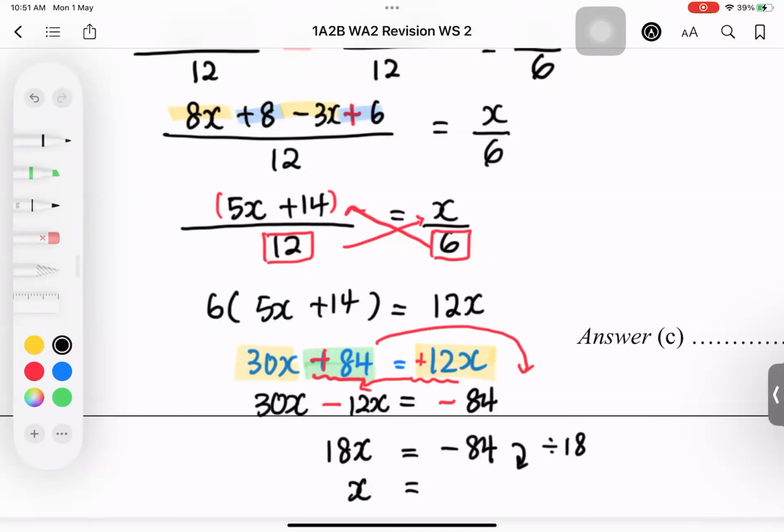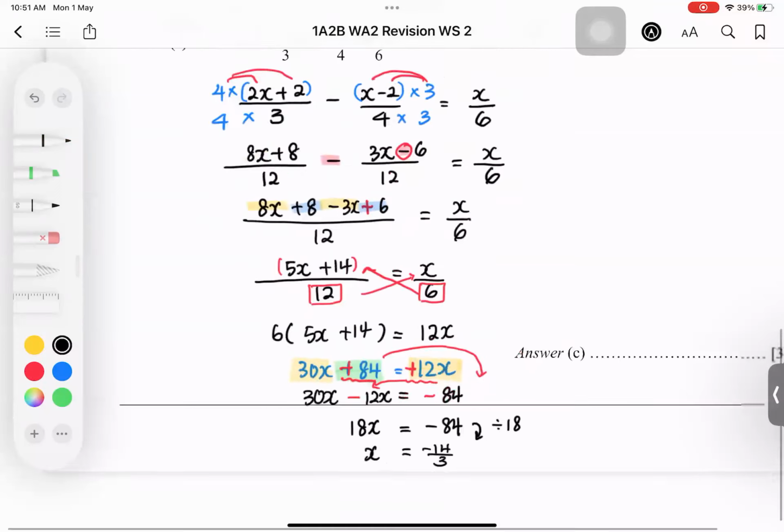Alvina, why is it negative? Which one negative? The minus 12. Oh, the minus 12. This one is positive 12 addition, right? How to undo addition? Subtraction also, it becomes minus 12. Okay, then now the answer is negative 14 over, use the calculator, 14 over 3, answer.